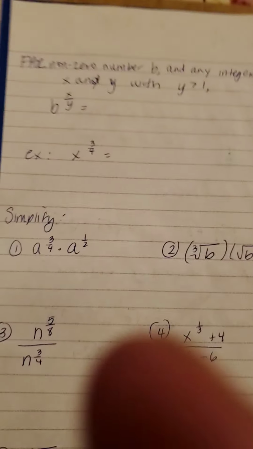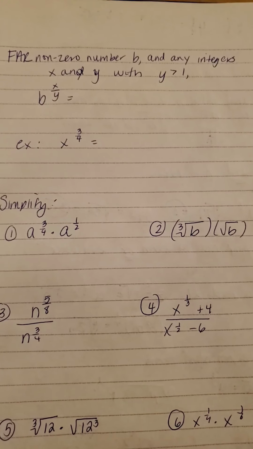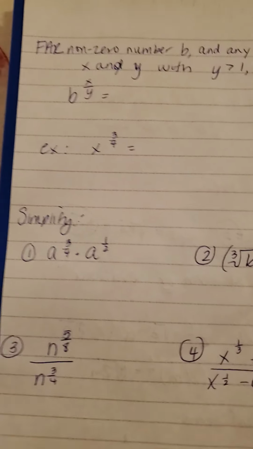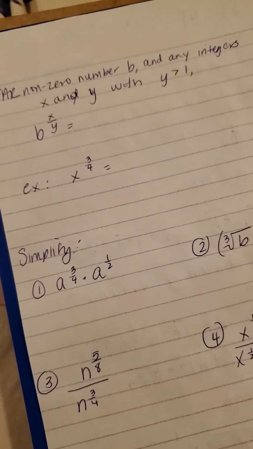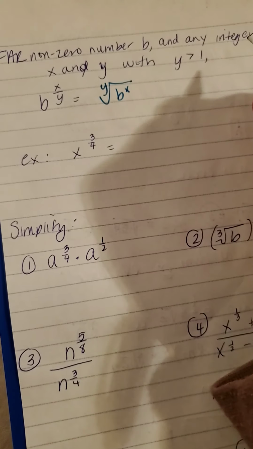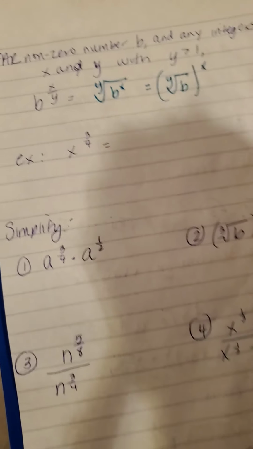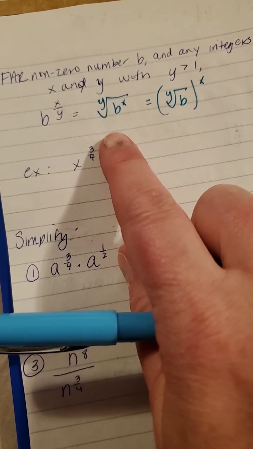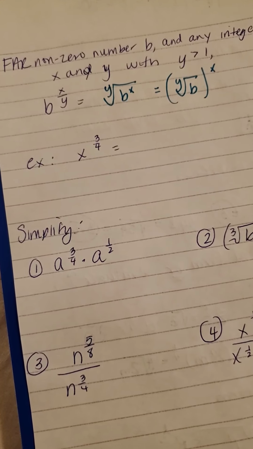Going to the side. So the FAR stands for all real non-zero numbers b and any integers x and y with y is greater than 1. B, sorry, I got distracted there. It's equal to the y-th root of b to the x, which is also equal to the y-th root of b all to the x. It's handy to know that these 2 things are the same thing. Sometimes it's helpful to write it like this. Sometimes it's helpful to write it like that. It just kind of depends on what the problem is.